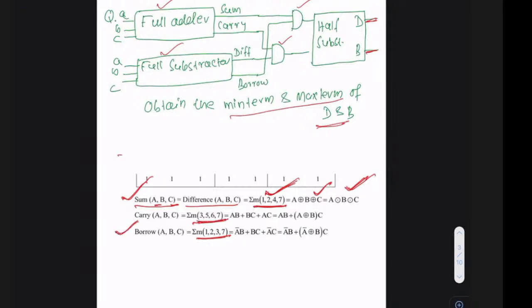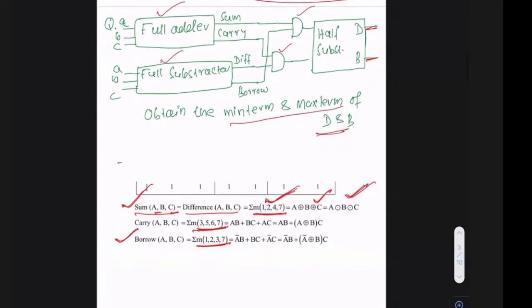One concept that I'd like to use in this case is that the AND gate acts like an intersection operator, and the OR gate acts like a union operator of the minterms. So I know the minterms of the sum and minterms of the carry, right? So minterms of the sum are 1, 2, 4, 7. And for carry, it is 3, 5, 6, 7. So if these sum and carry are given to the AND gate, what minterms are you going to get?